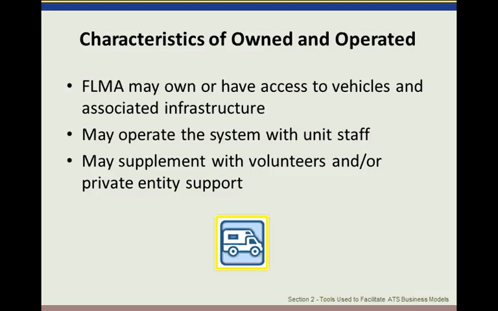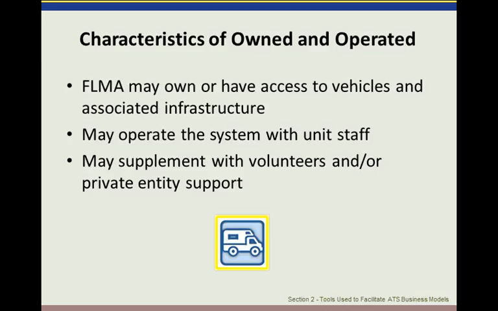Now, the fourth type of business model is the owned and operated, which we touched on a little bit earlier. Obviously, a fully owned and operated system is not going to have the tools or the contract and agreement types we're trying to describe here. However, they should have an operating plan or a business plan that lays out the roles and responsibilities of the staff and that sort of thing. Oftentimes, the unit staff actually operate the vehicles, although sometimes they can be supplemented with volunteer support.